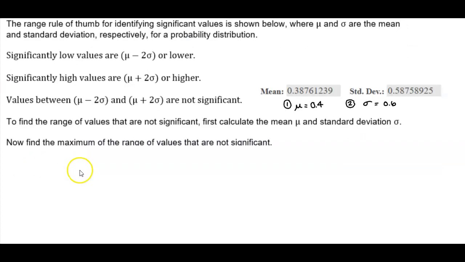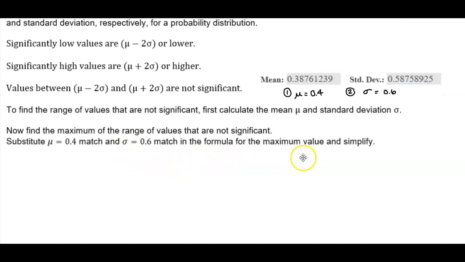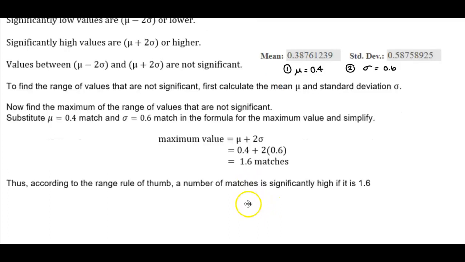Okay, so below here, we're going to verify that. We're going to find the maximum of the range of values that are not significant. Now that we found the mean to be 0.4 and the standard deviation to be 0.6 match, we put these in the formula for the maximum value and simplify. The maximum value is the mean plus 2 times the standard deviation. We substitute those values: the mean is 0.4 plus 2 times the standard deviation, 0.6, and therefore we get 1.6 matches.